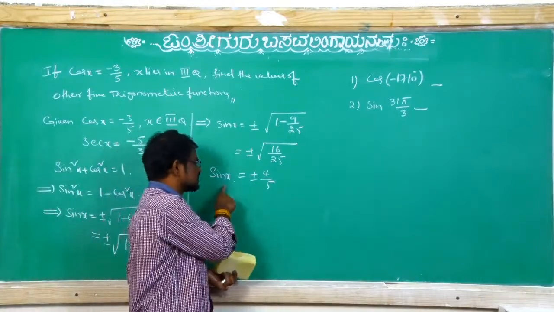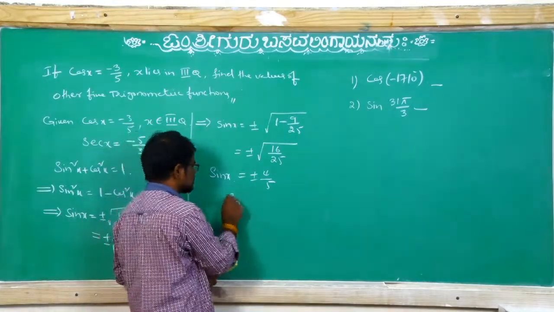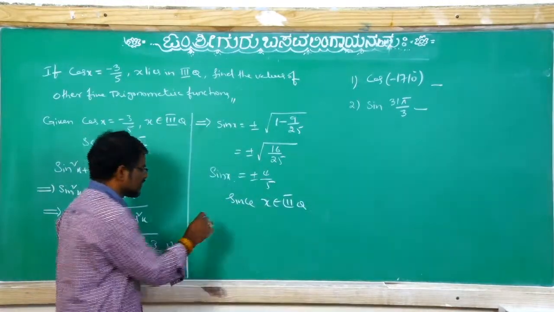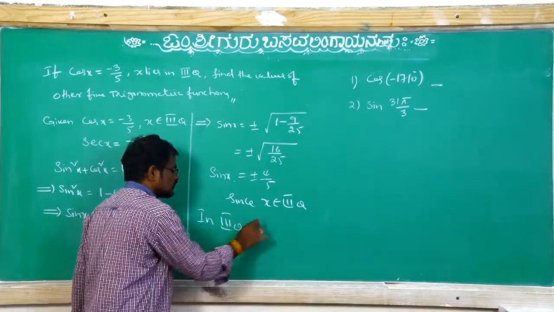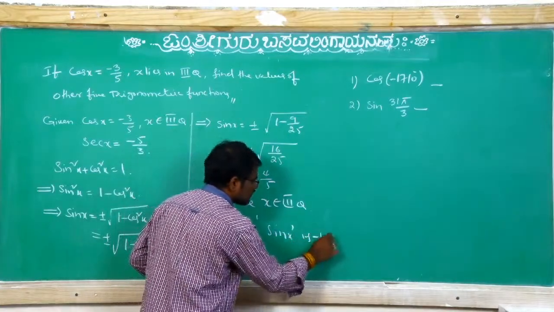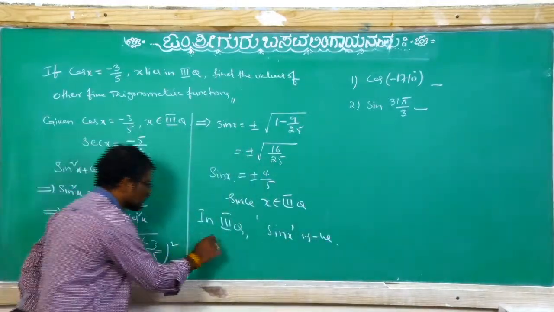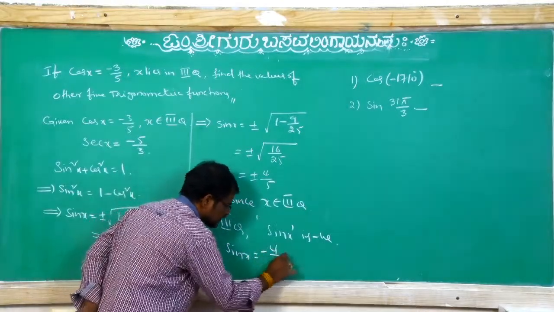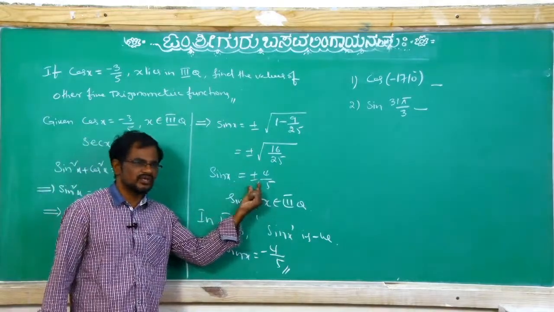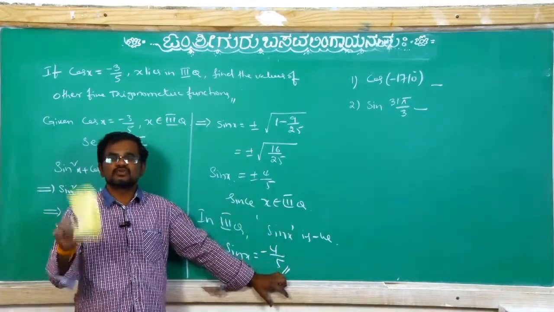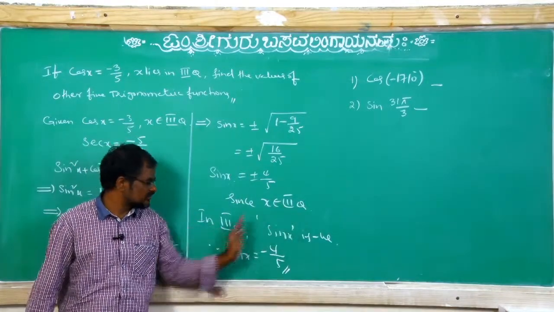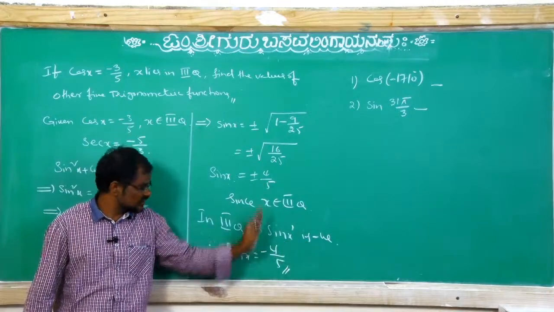So sin x function is there, and x lies in, since x belongs to which quadrant? Third quadrant. In third quadrant, what about the sin function? Sin x is negative. So therefore sin x equals what we have to take? Minus 4 by 5. Here actually plus or minus 4 by 5, but if you take plus 4 by 5, x would lie in first or second quadrant, but already given x lies in third quadrant, and in third quadrant sine should be negative. So that's why in these two what we have to take?